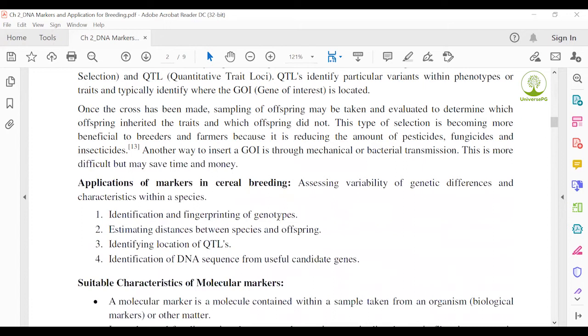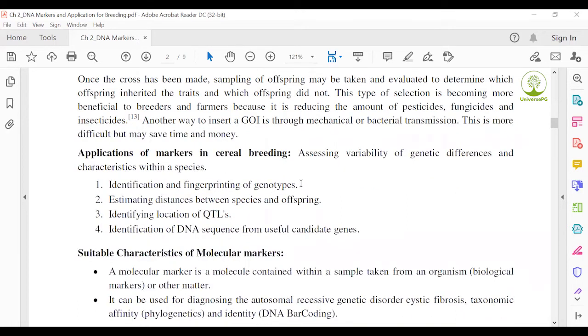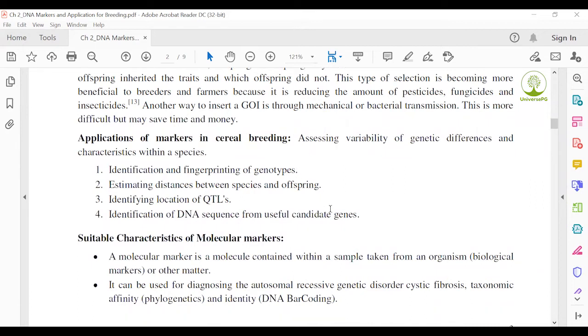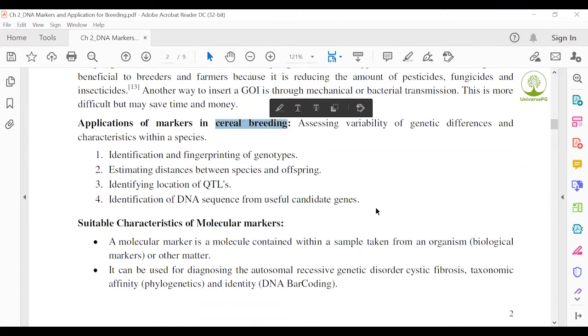Next, application of markers in cereal breeding. How can we do breeding? By the use of different types of molecular marker or DNA marker. First, identification and fingerprinting of genotypes. Estimating distances between species and offspring. Identifying location of QTLs. Identification of DNA sequences using candidate genes. Those are the applications of DNA markers in cereal breeding. Cereal is just different types of food grains.